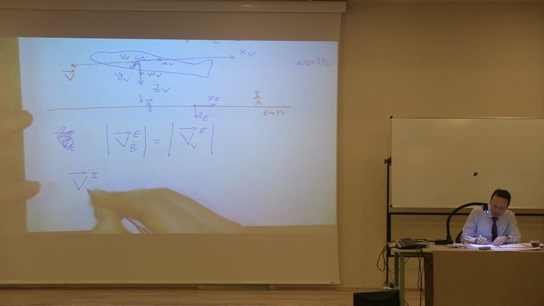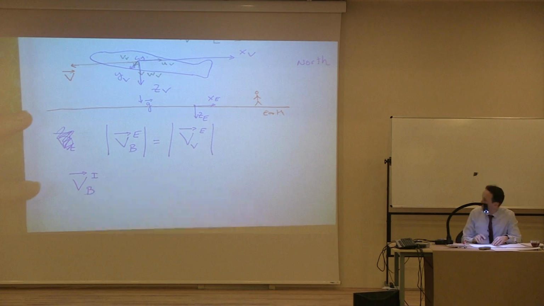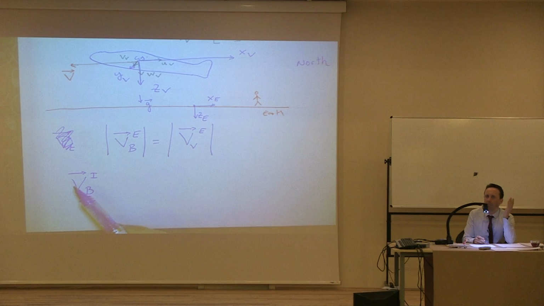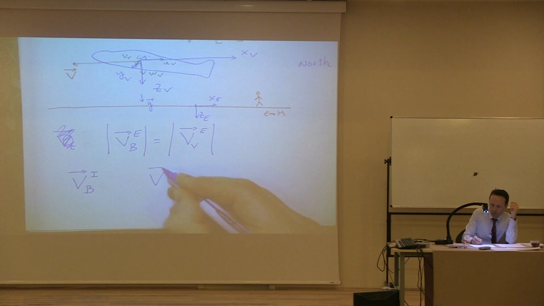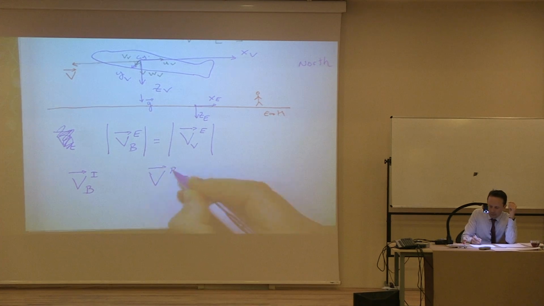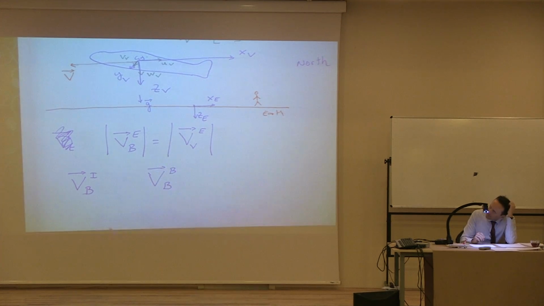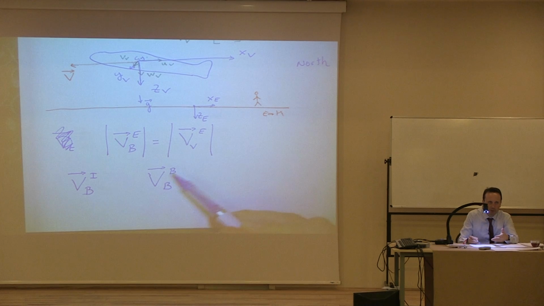I could be writing this. What does that mean? Velocity of an airplane, a car, whatever, as observed from the inertial frame, but written in the body axis system. That's what that means. Velocity of the airplane with respect to the body, written in the body axis system. What would that be? 0. The velocity of the airplane with respect to the body itself is 0.